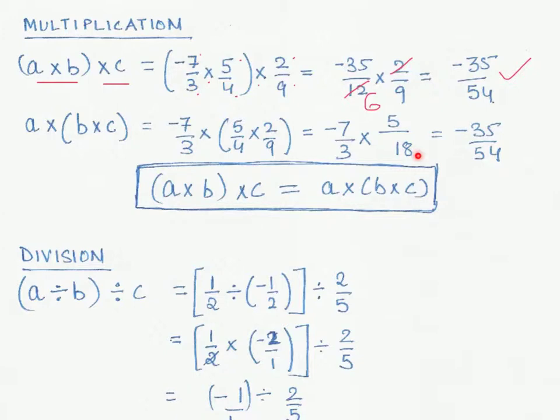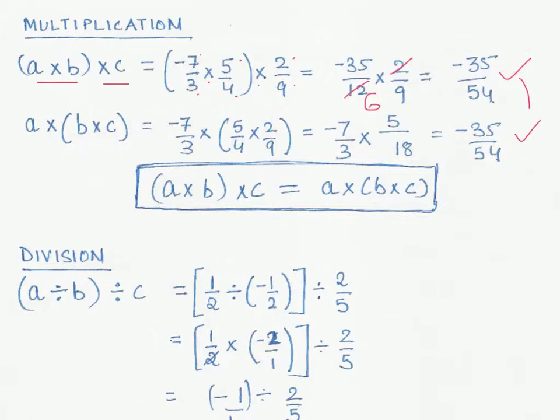Now we carry this minus 7 by 3, which is a, over here, to complete our operation of multiplication. So when we further do this multiplication, we get minus 35 by 54. It's straightforward. Multiply the numerators and the denominators and we get it over here. So what do you say about the final result?